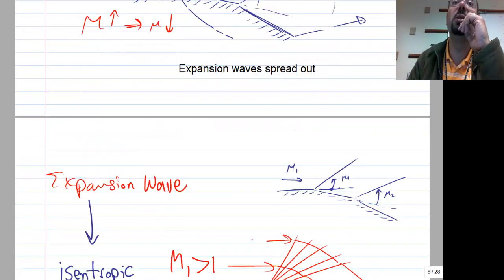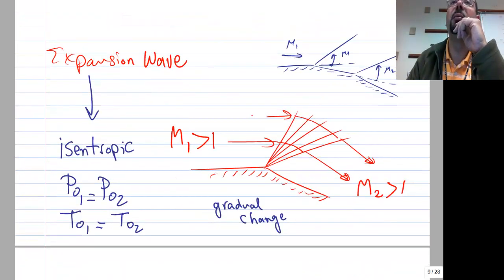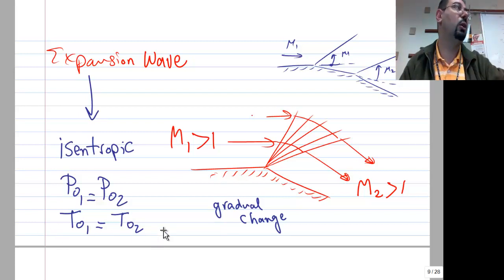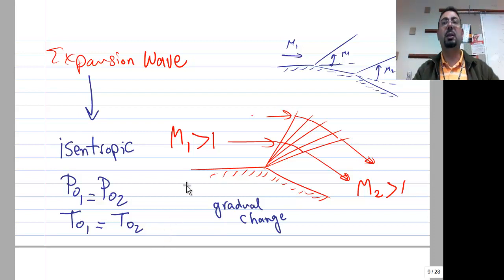This is excellent news because isentropic means P naught is the same as P naught. Of course T naught is the same as T naught. That was even true for an oblique shock. But the point is if you have P naught here, it's the same as P naught here. All right? And the flow will gradually change direction from M1 to M2.